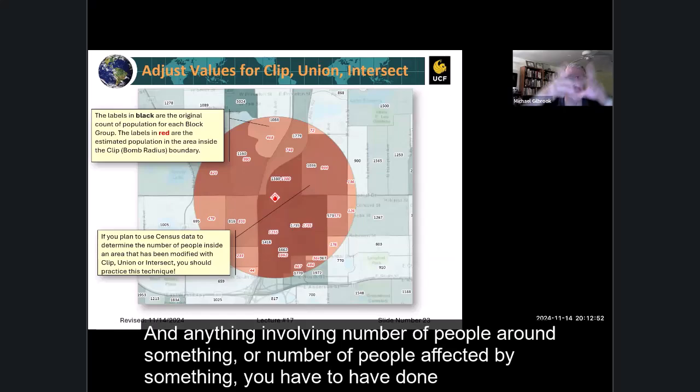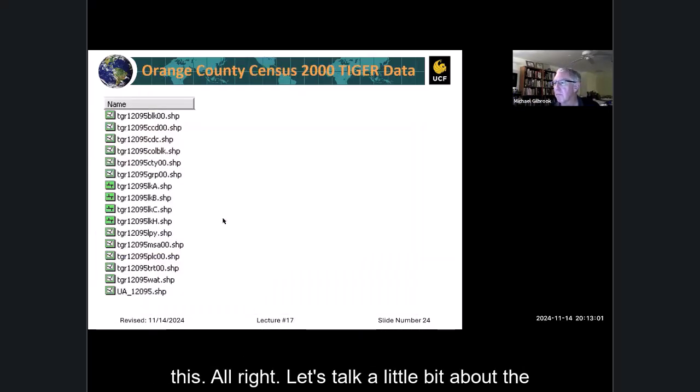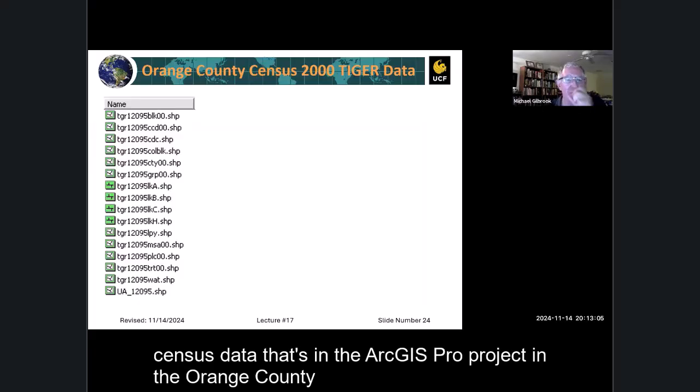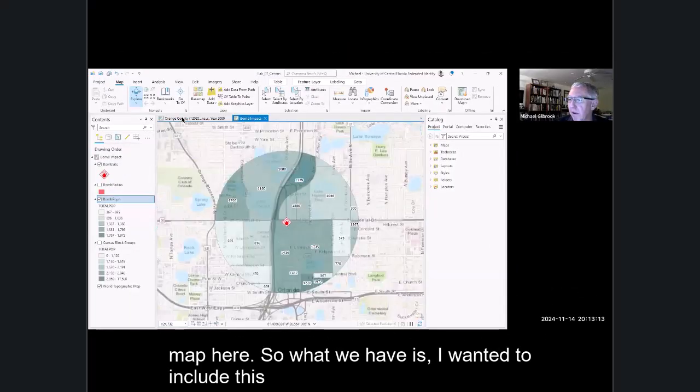Anything involving number of people around something or number of people affected by something, you have to have done this. All right, let's talk a little bit about this census data that's in the ArcGIS Pro project in the Orange County map here.